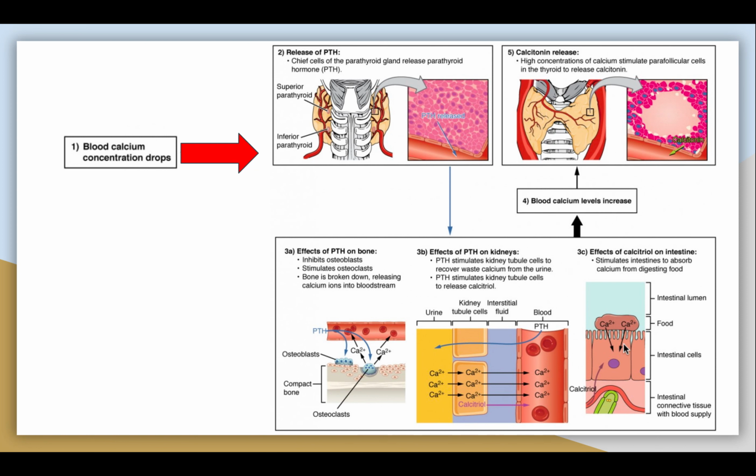Also, parathyroid hormone and vitamin D will influence the absorption of calcium from the food into the gut, to the intestine, and eventually increase the level of calcium within the bloodstream. If calcium levels are already at an elevated level, you have your clear cells that produce calcitonin, and calcitonin will reduce the levels of calcium.